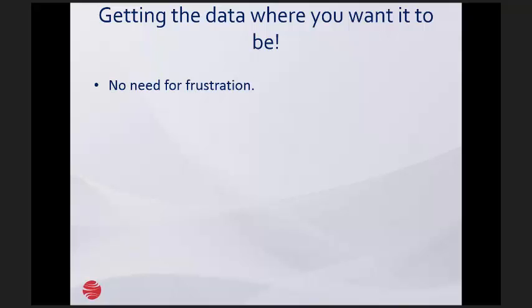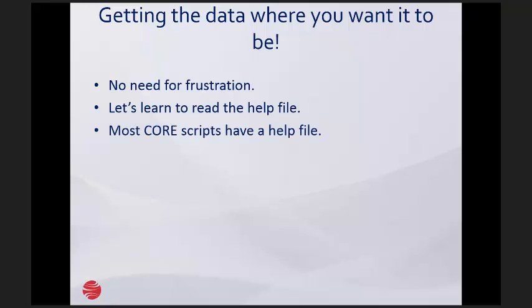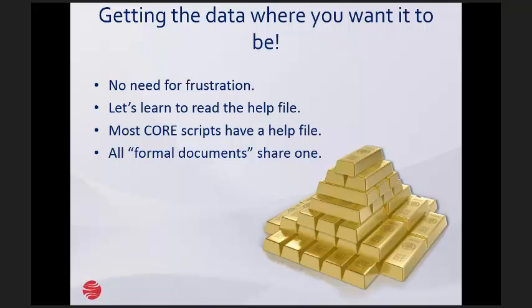It's time to demystify formal documentation. The team that developed our formal documentation wrote a really nice help file that tells you everything you need to know, assuming you know the language. It looks like English, but I promise you it was Greek to me at first. Let's dissect that help file and learn the language. Most core scripts have a help file, and the formal documents all share one. You'll find a lot of general guidance there. The gold mine is in the set of tables that tell you section by section what core is looking for to output data to that section.